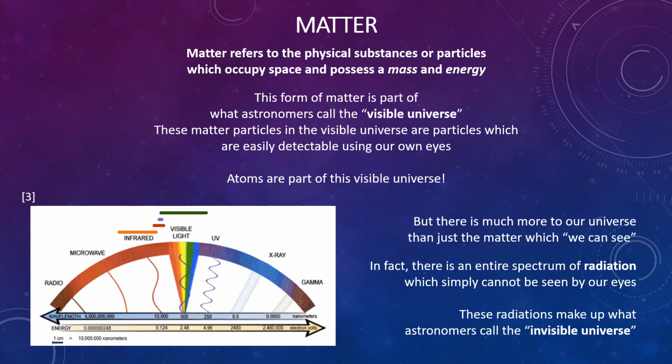And then finally we have gamma rays, which are the highest energy form of light and are often produced in things like nuclear reactions or in some very energetic events like supernovae in space. And so the wavelengths outside of the visible part of the spectrum are what we refer to as the invisible universe.